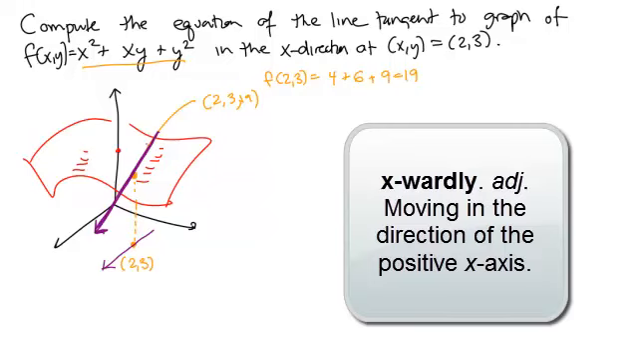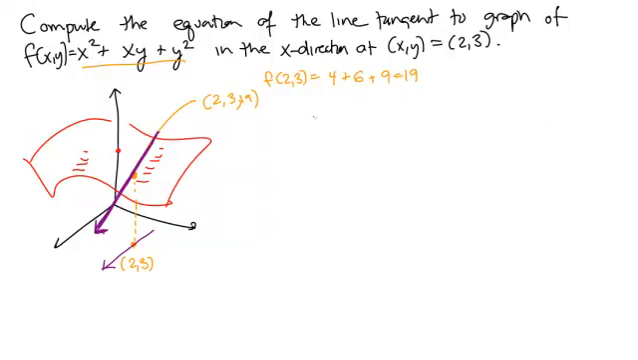So how would we do that? The two things that we would need for the equation of a line are a point, which we happen to have, the point (2, 3, 19), and a tangent vector. I've almost drawn you the tangent vector. I want to go this way down right here.